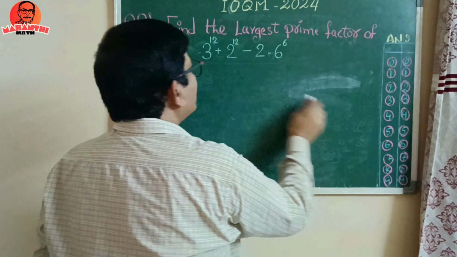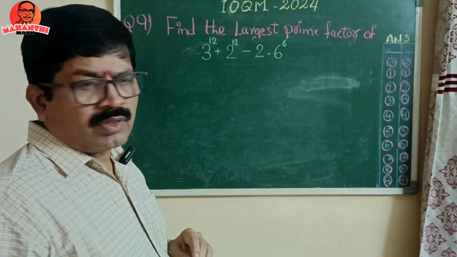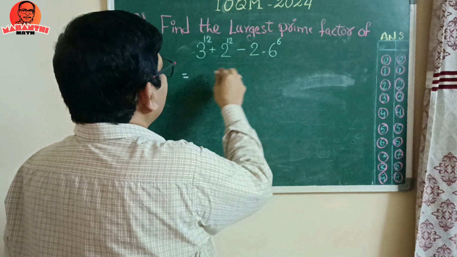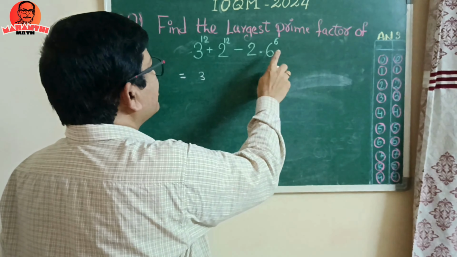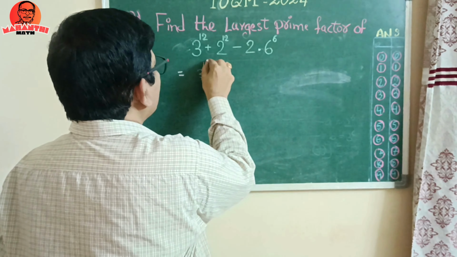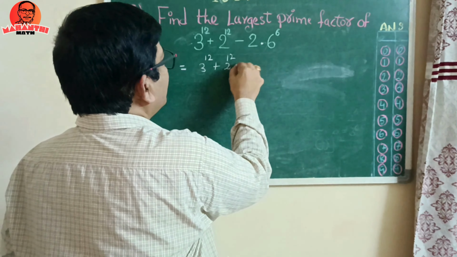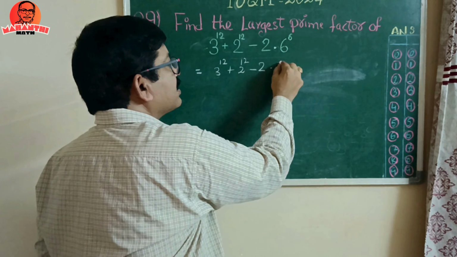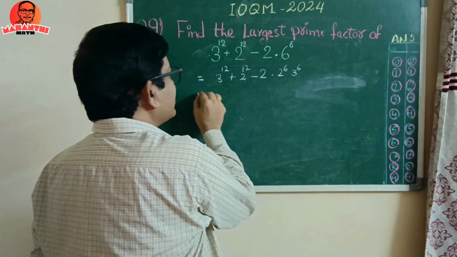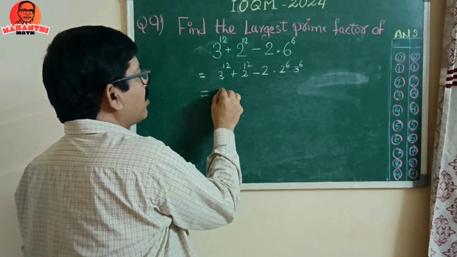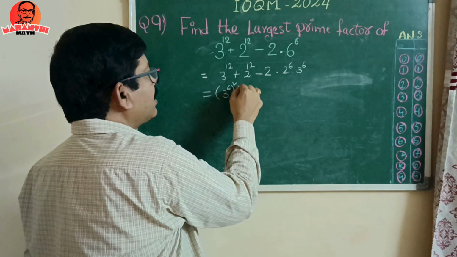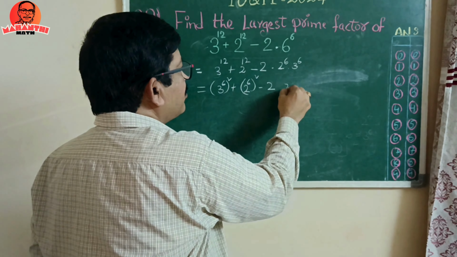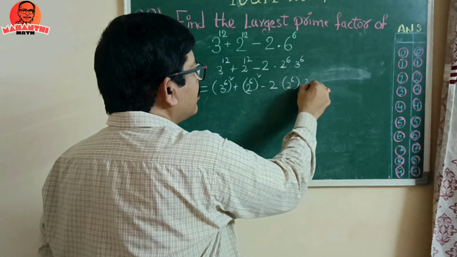So how to write the prime factorization of this one? For prime factorization of this one, you see here, we will write everything in 2 and 3 only. 3 power 12 plus 2 power 12 minus 2 into 6, we can write 2 into 3, 2 power 6 into 3 power 6. Now you see that 3 power 12 we write 3 power 6 whole square. This is 2 power 6 whole square minus 2 into 2 power 6 into 3 power 6.